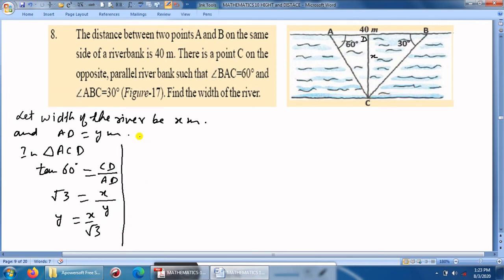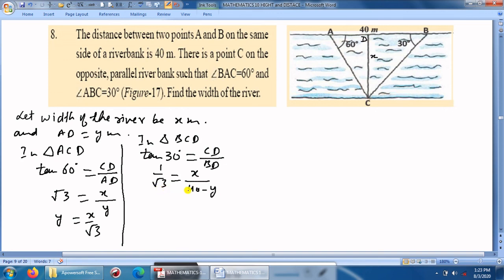Now come into the next triangle. In triangle BCD, here is tan 30. Tan 30 is equal to perpendicular upon base, so that is CD upon BD. This is CD and it is your BD. The value of tan 30 is 1 upon root 3. CD is x, and BD is 40 minus y, because it is your y, so it will be 40 minus y.